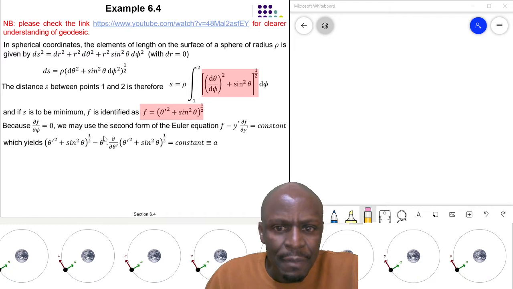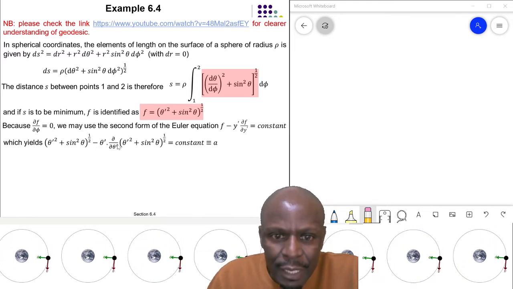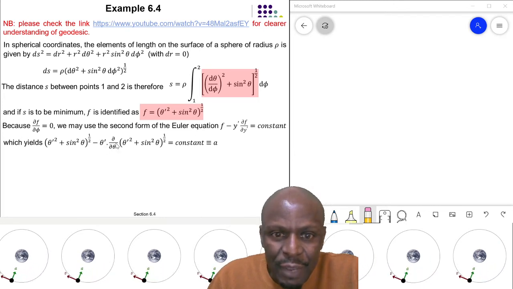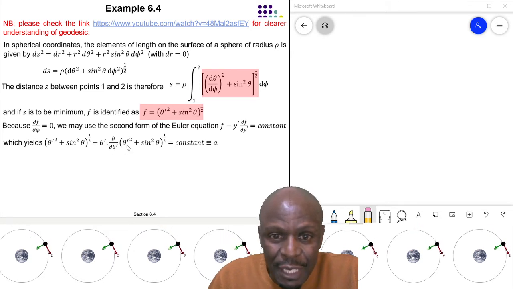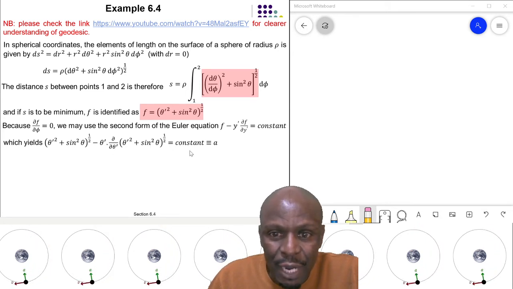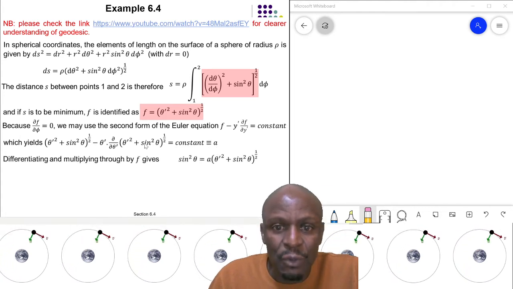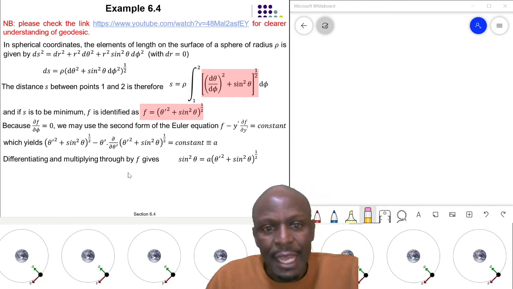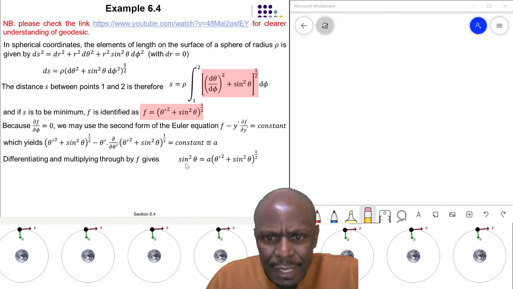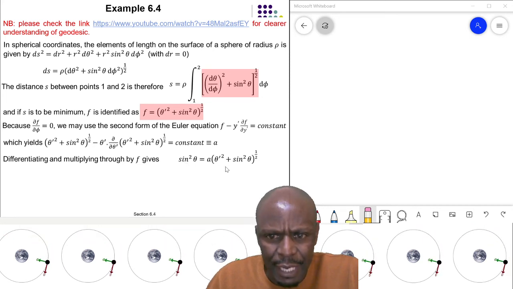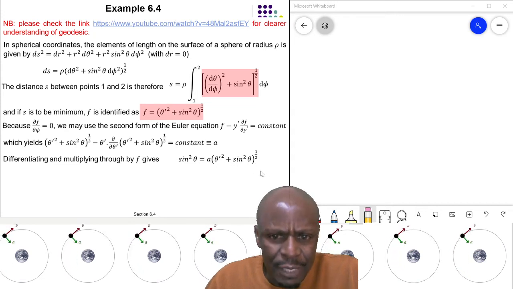Now, in that case, you have f minus theta prime, and then you have to differentiate with respect to theta this term. If you differentiate this with respect to theta, this is what you are going to have, and this must just be equal to a constant. Now, if you do that, and then differentiate and multiply through by f, this will just give you this equation. The sine squared is equal to this term on the left hand side.